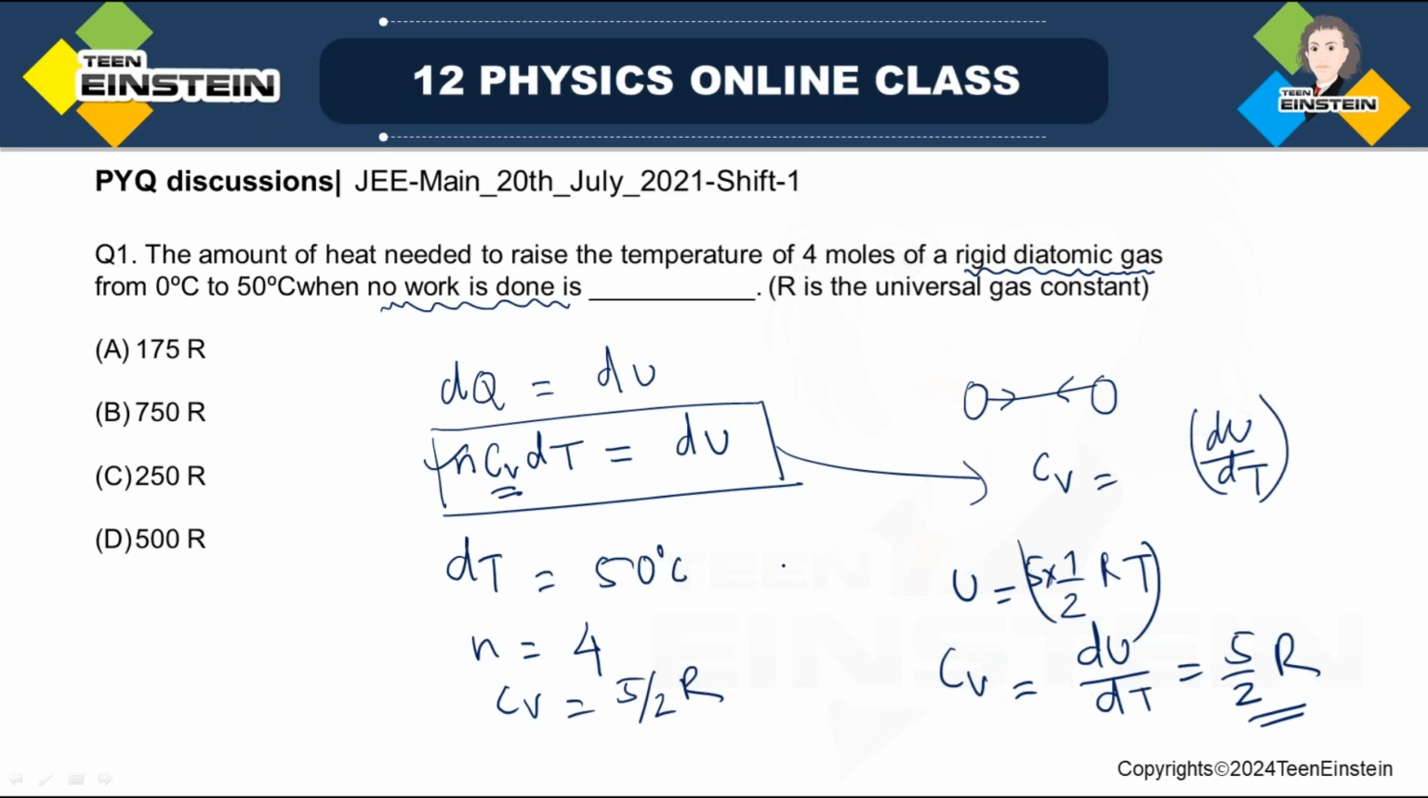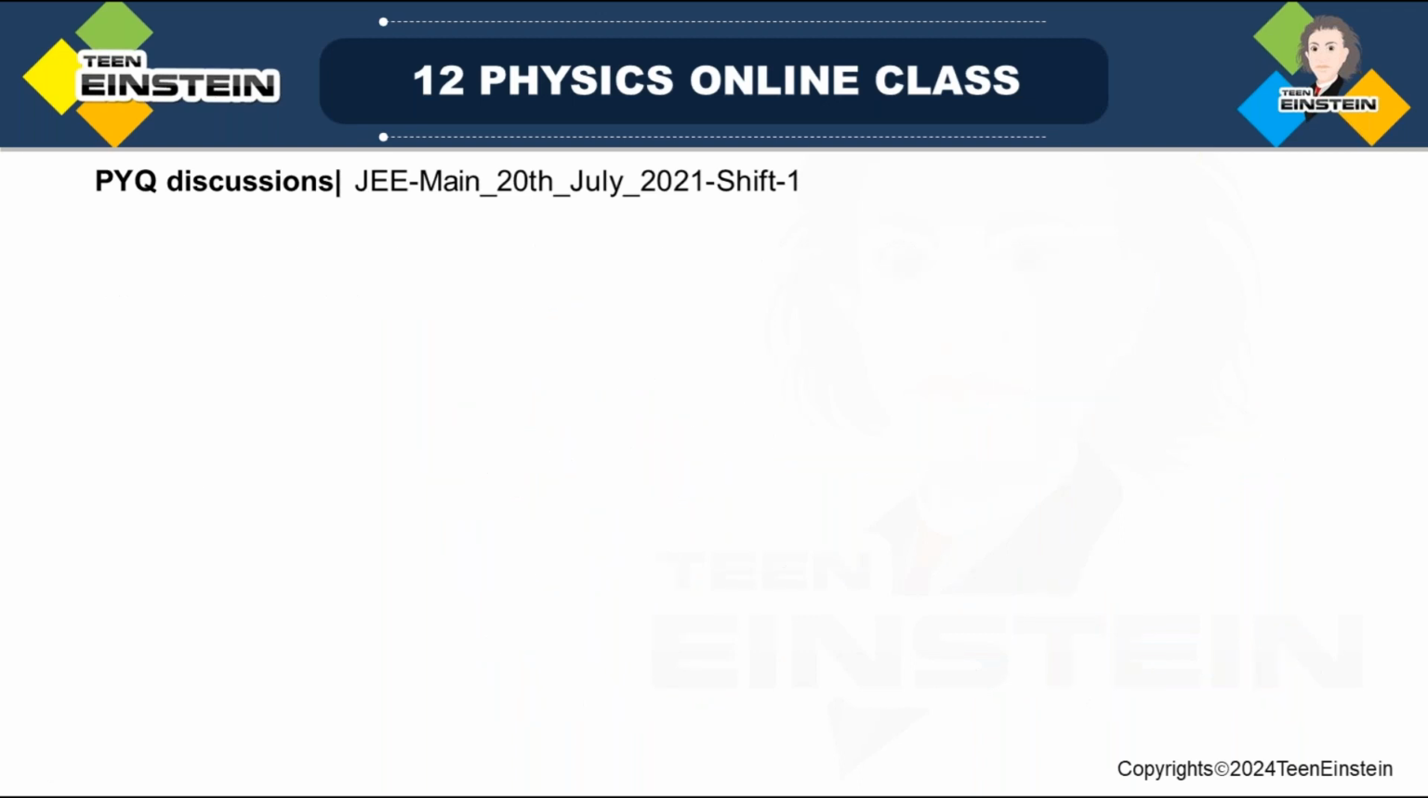All right, then I'll find out what is this dq. The heat required will be, hence heat required equal to n CV dt. n is 4, CV is 5 by 2 R, and dt is 50. So n CV dt, this will make 25, so 25 into 4 will be 100. So this will be 500 R.